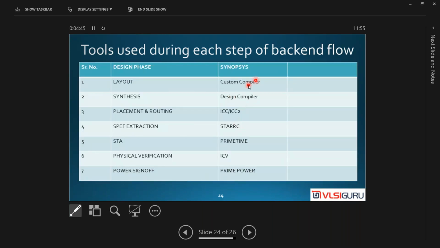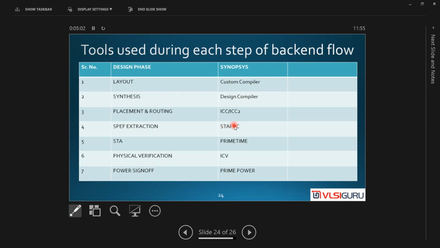I've already told you what the tools are at the start. We start with synthesis with Design Compiler. Placement and routing, ICC2. SPEF extraction, which is used for timing sign-off.